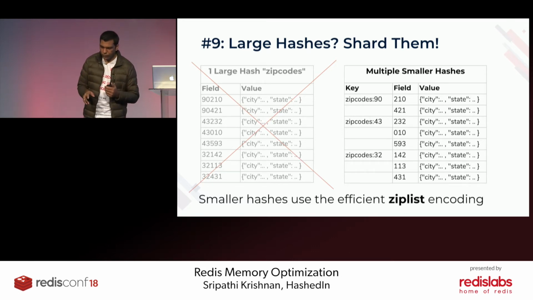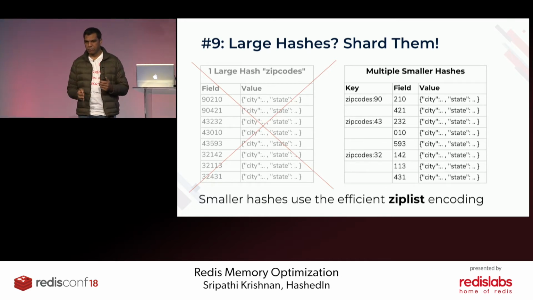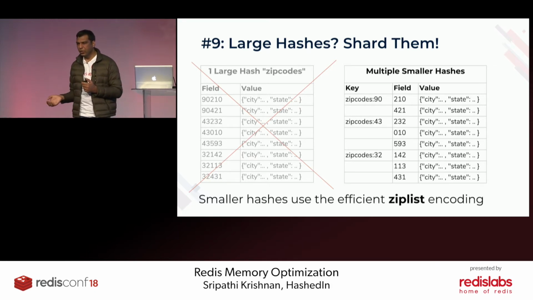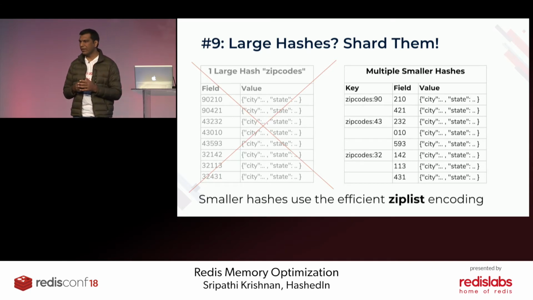So again, the trick is you are breaking into a smaller hash so that it fits into the zip list encoding. After you do this, you can readjust or tweak your zip list settings for max entries or max value.